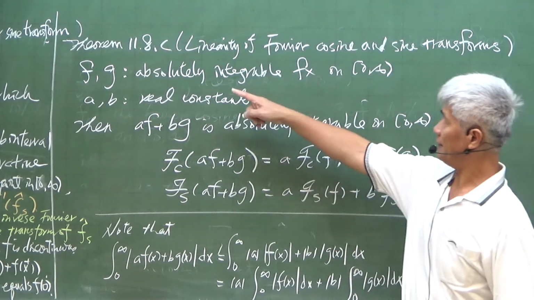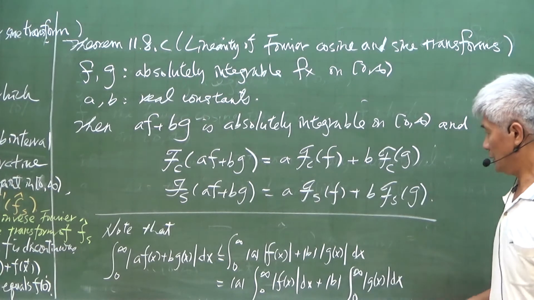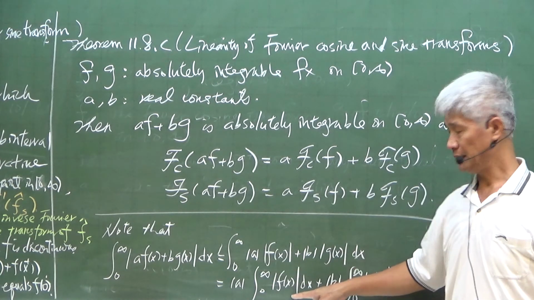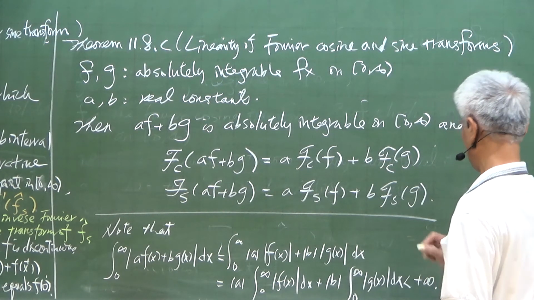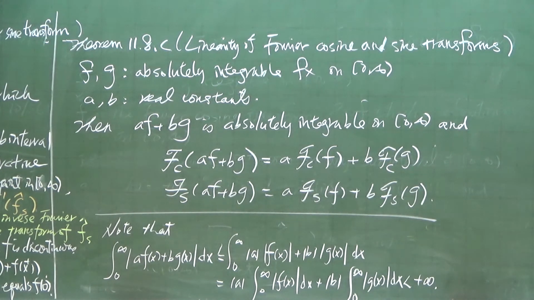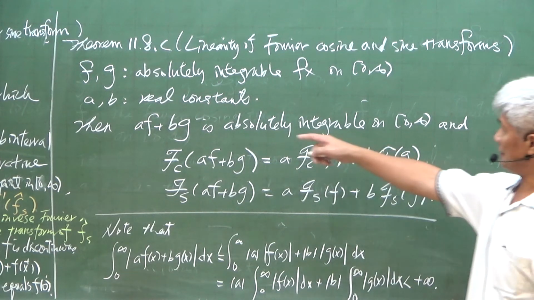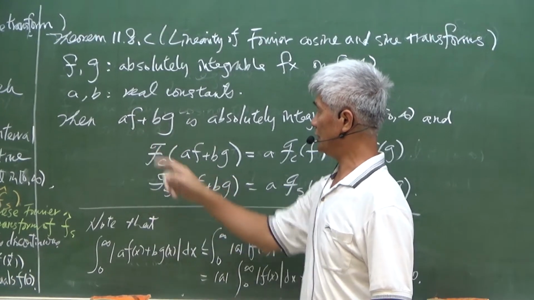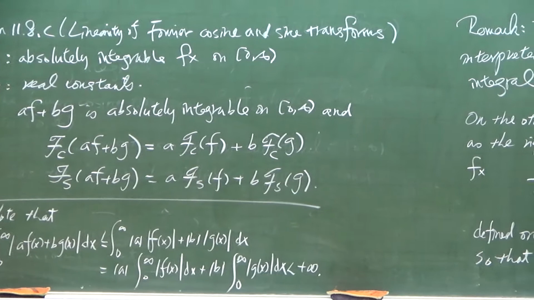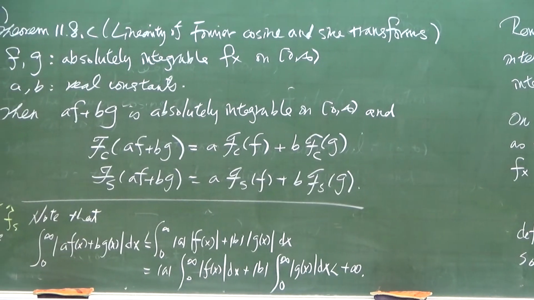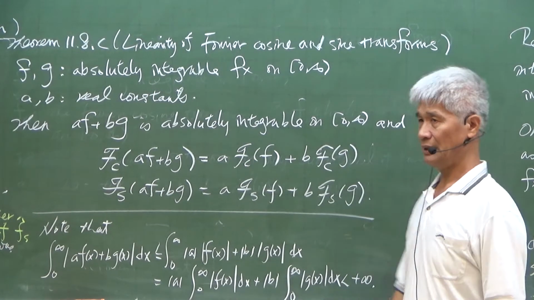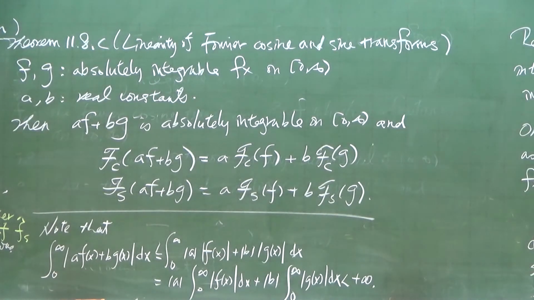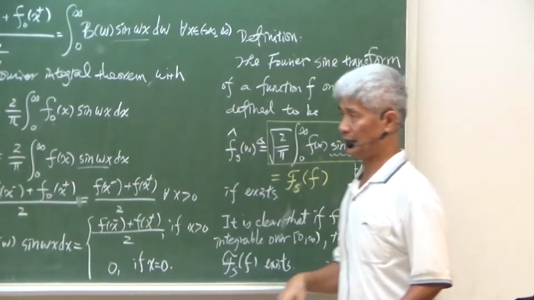But we know f and g are absolutely integrable, so this integral is finite, and this integral is finite. So this is finite. Okay? So it's very easy to see that the linear combination of f and g is still absolutely integrable. And the linearity is very easy to check. I think that is the job for you, because that basically is the integral. It's the integral.